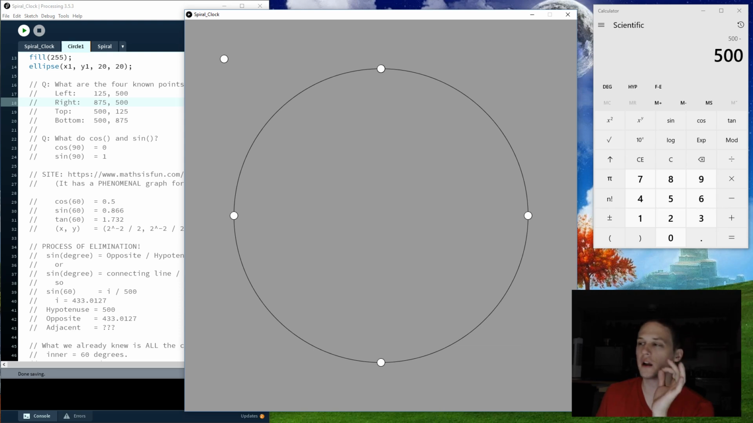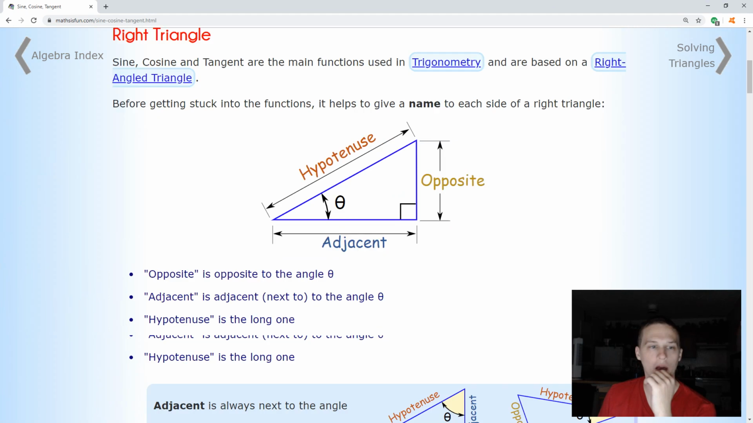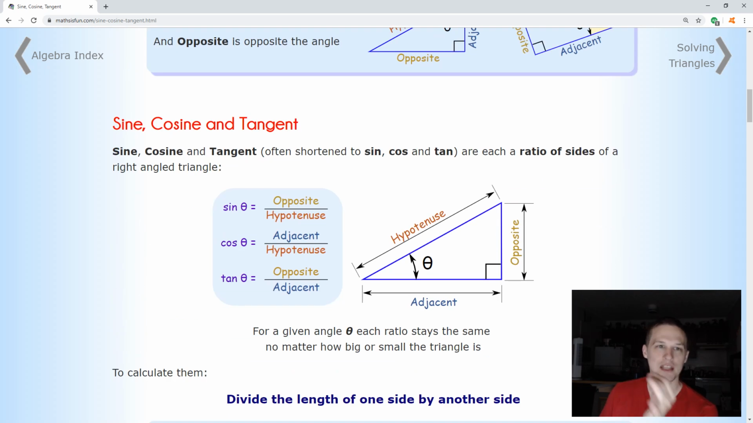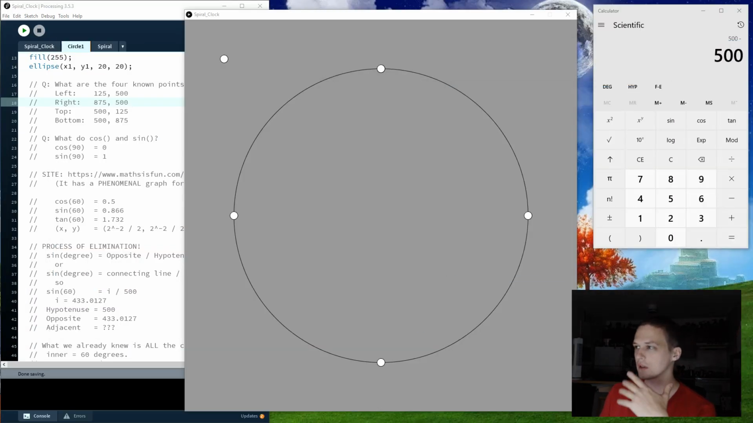I started going to some of the math sites, just like this one: the hypotenuse, the opposite, adjacent, finding the sine, cosine, and tangent, degrees, lines, other calculators that are available online, and I think I found it and am able to create.